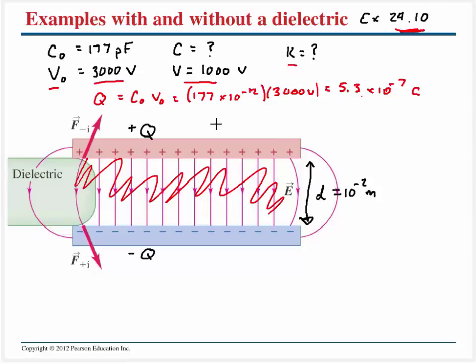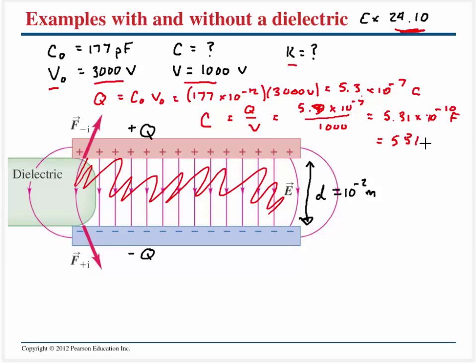And again, the charge must be constant before and after you insert the dielectric. Charge will be conserved. What we can then say is this new capacitance is going to be equal to the charge divided by this new voltage that we measured. So we have our 5.3 times 10 to the negative 7th, divided by the new voltage, 1,000 volts. We can calculate our new capacitance to be 5.31 times 10 to the negative 10th farads, or 531 picofarads. So you can see that the capacitance has indeed increased.